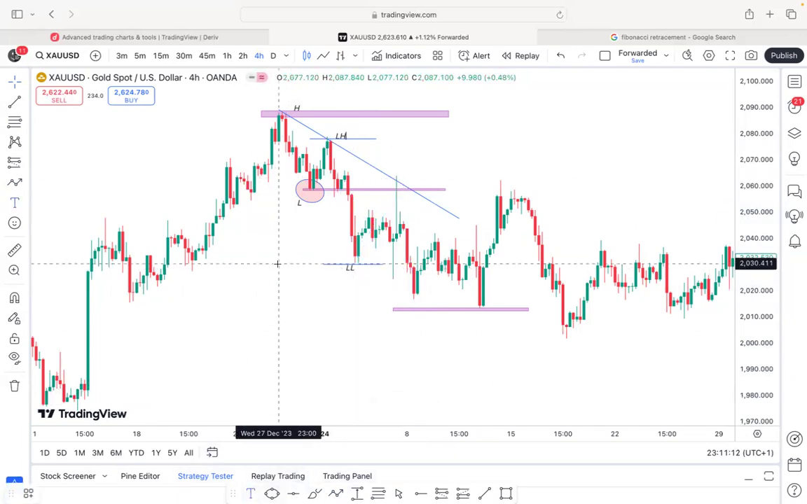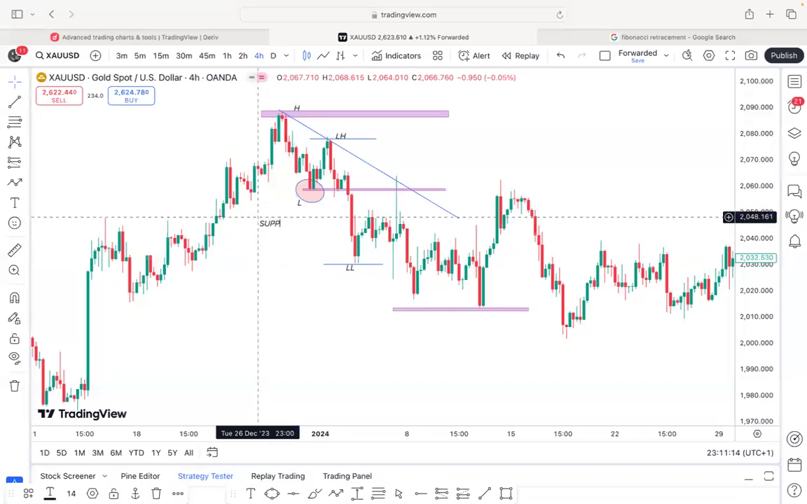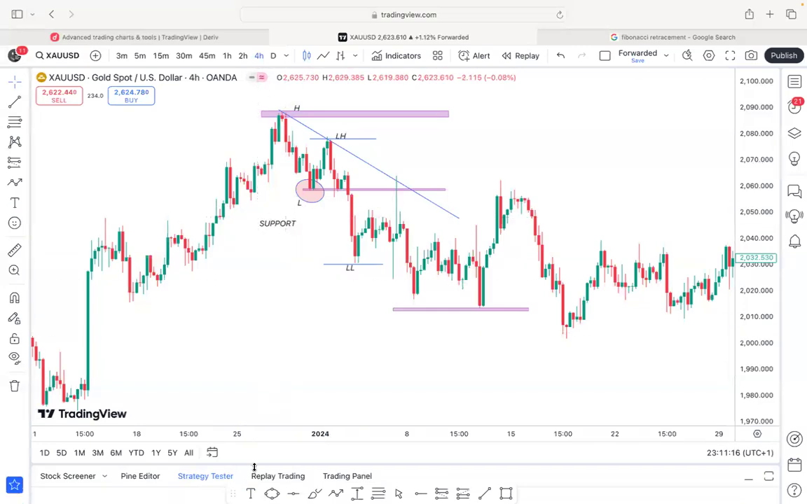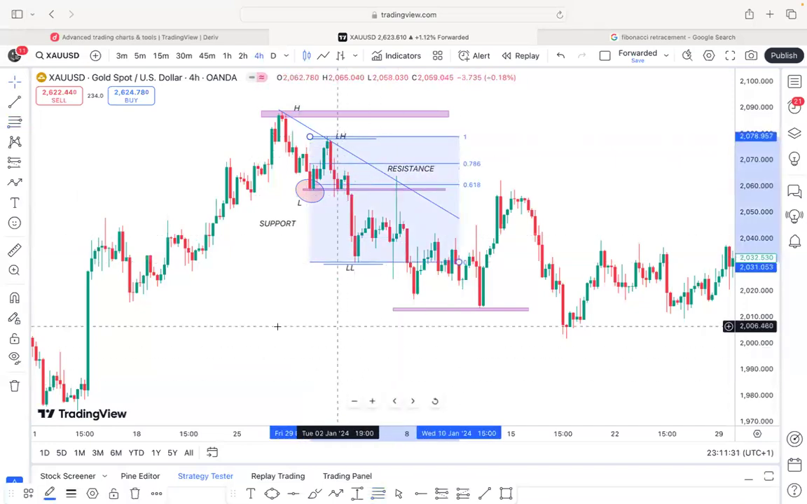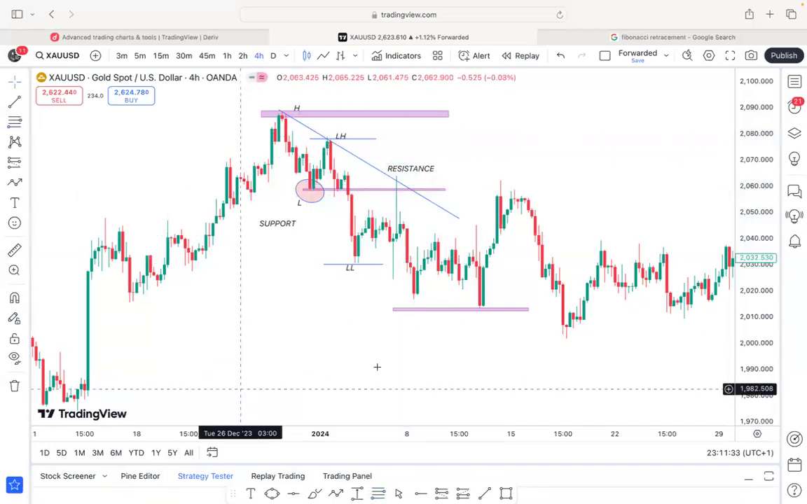This was our previous support level. This is our resistance level. Right now, this support level was broken and now turned to resistance. Now, what can we find? Our Fibonacci level is also there. Now, let me show you another illustration again.